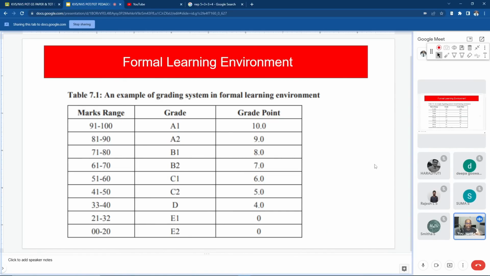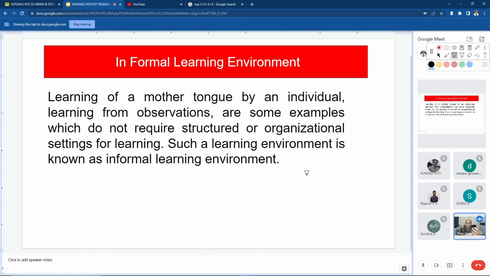Now, this is the grading system. In the formal learning environment, the assessment grading system has a marks range. They may ask you about CGPA and all those things also. So A1 grade, marks range 91 to 100, grade point is 10. You can go through this information afterwards. You can understand who is cleared. The student who scored D passed, and the students who scored E1 and E2 are considered to have failed.